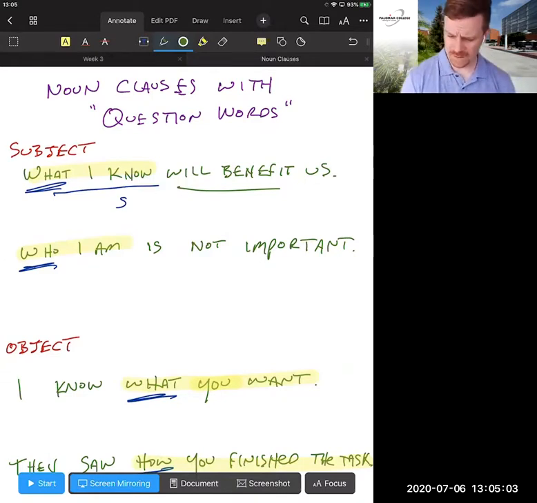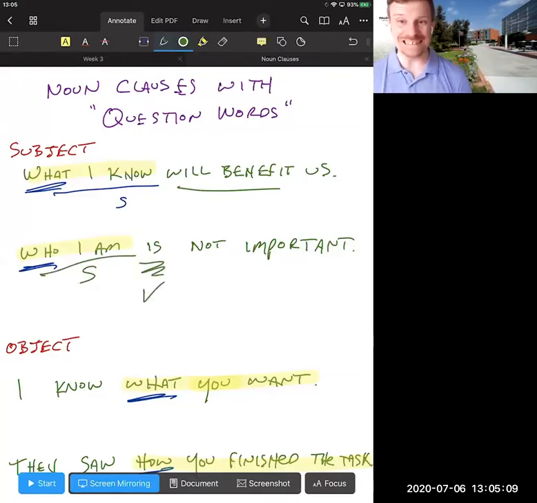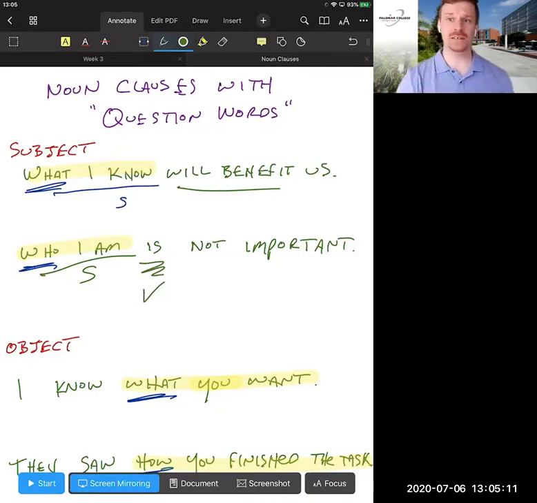Second sentence here, we have our subject, who I am. That's the subject of our sentence. And then here's the main verb of our sentence, is. Everything before is a subject. We can use a noun clause as a subject. Who I am is not important. That is the subject of the sentence. Who I am is the noun clause.